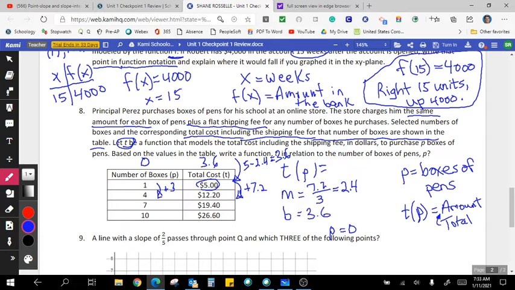Okay, what is the function? It is t of p equals 2.4p plus 3.6.